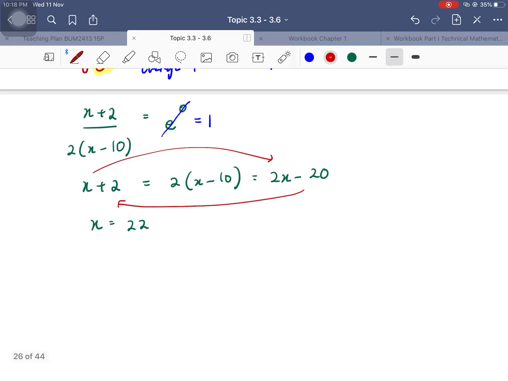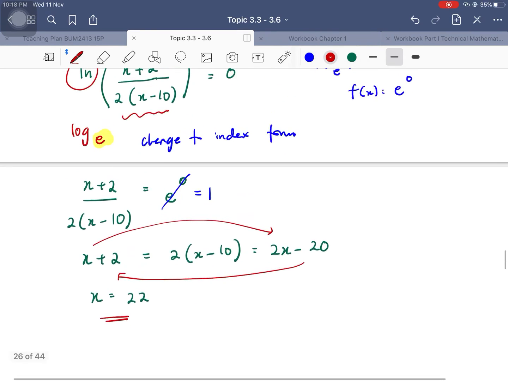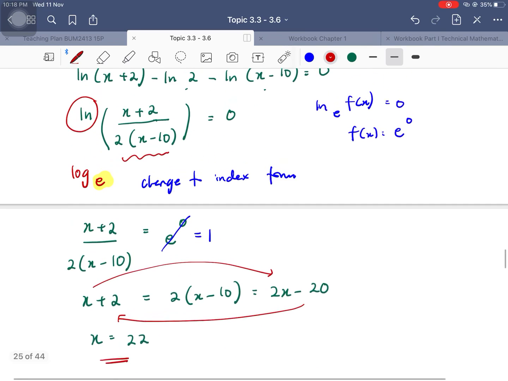So that is my solution. So x equals 22. So that is going to be for B.